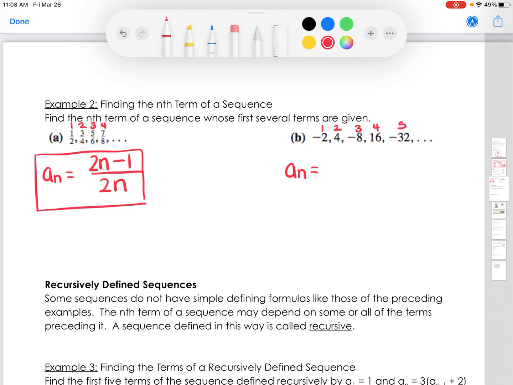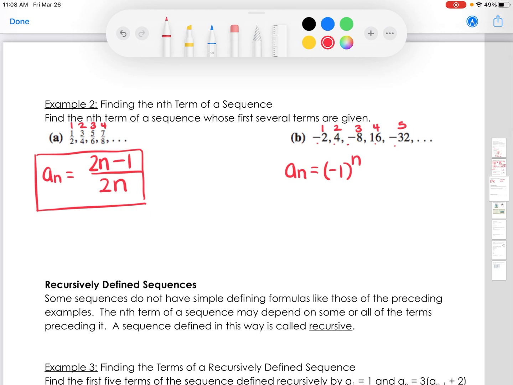So the first term is negative. What that's going to tell me is if I have an odd numbered term, 1, 3, 5, that I get a negative, use an exponent. So -1 to the nth power, when it is an odd n, it's going to be negative. When it's an even n, it's going to be positive.